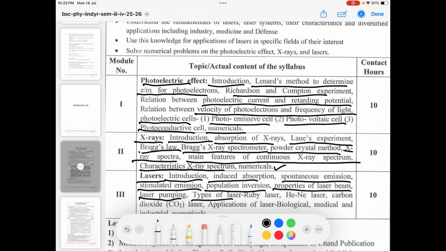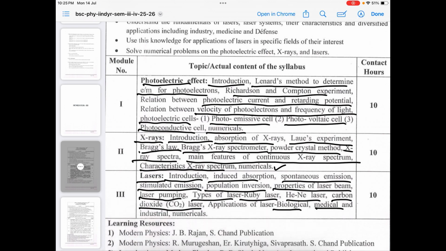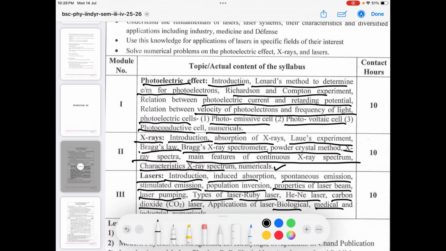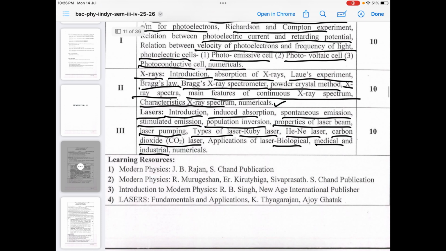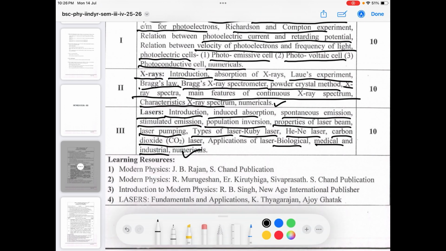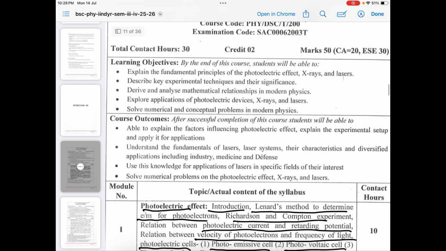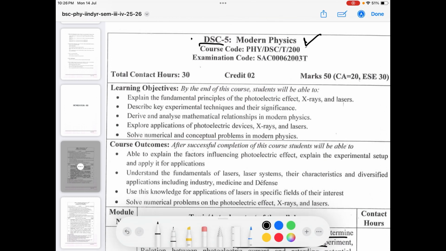In that there are lasers like the ruby laser. We have to see the construction and working of these lasers: the first one is the ruby laser, another is the helium neon laser, and the third one is the carbon dioxide laser. Then we have to see different applications of laser in the biological field, medical field and industrial field. And based on this we have to see numericals based on lasers. So this is all about the paper Modern Physics, DSC 5 Modern Physics.